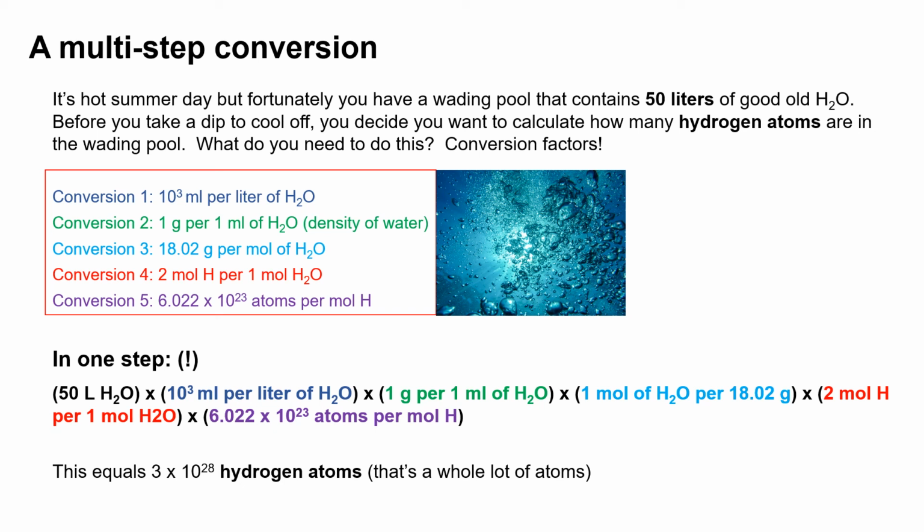Now, I highly recommend that you go through this problem step by step. You don't have to do it all in one step initially. It might be even a better idea to do each step individually and then follow with the second, third, fourth, and fifth steps. Then, as you become more expert, you will see that you can set this up in one step. So now we've established that there are 3 times 10 to the 28 hydrogen atoms in 50 liters of water. I don't know about you, but being able to calculate that makes me feel kind of powerful.